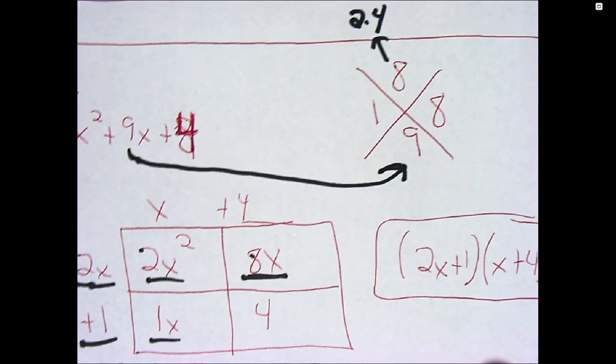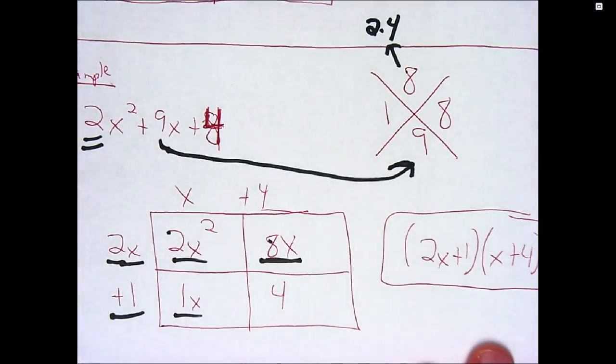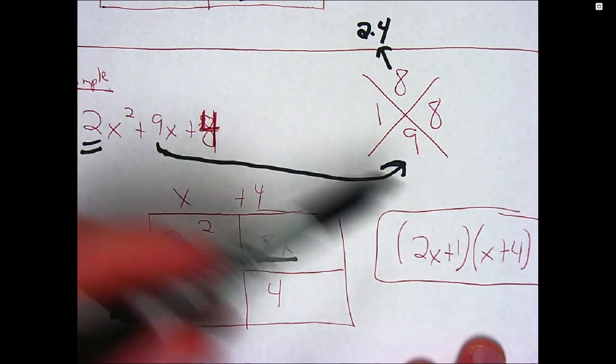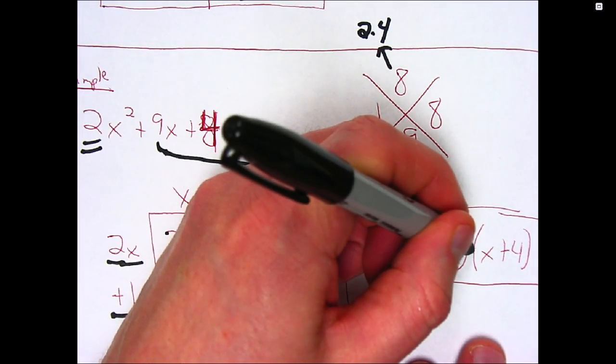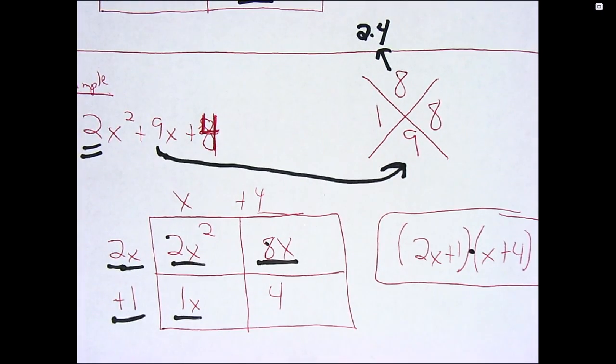Now we've factored that expression that we started with. We started with 2x squared plus 9x plus 4. That's a sum, a bunch of stuff added up. We've turned it into a product, right? These parentheses with the times in between; we're multiplying those two things. So we'll practice a few of these.